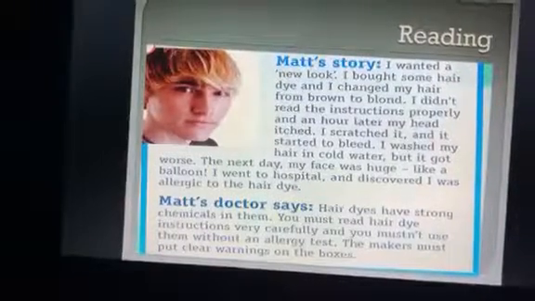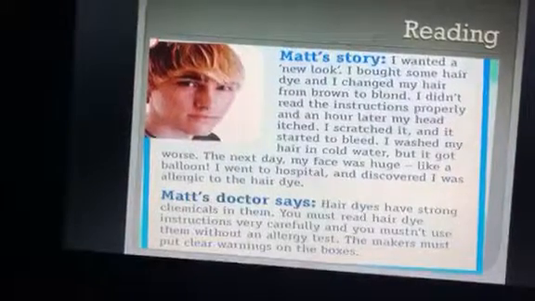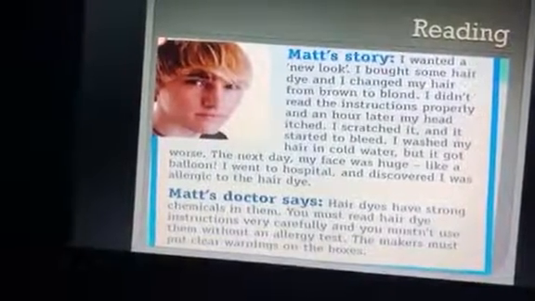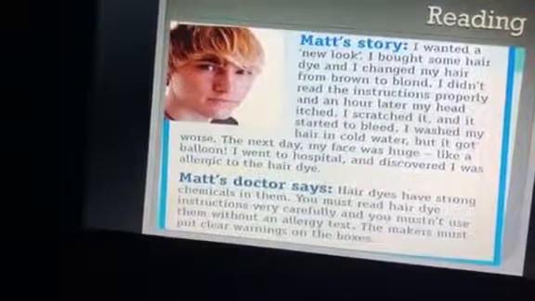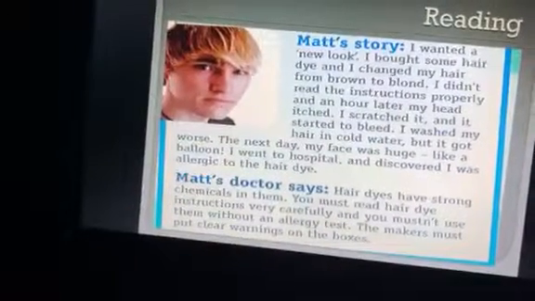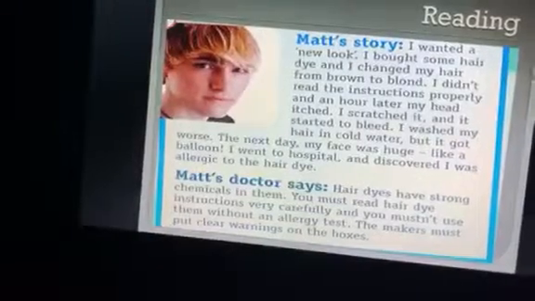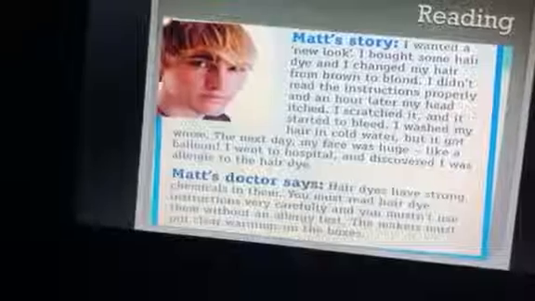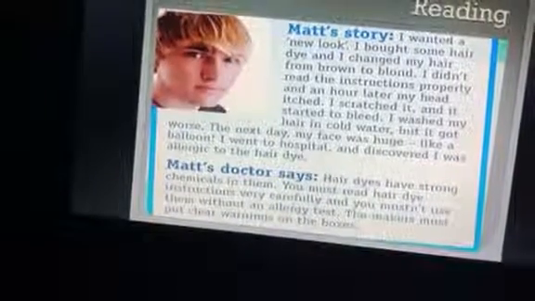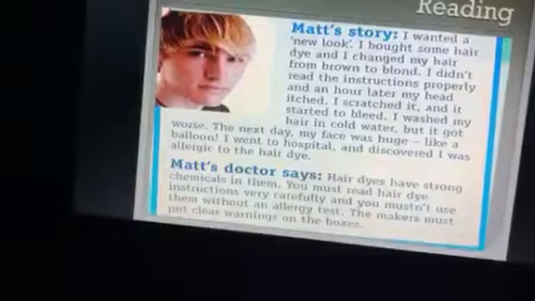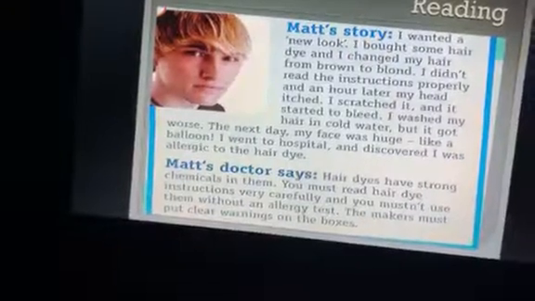The next day my face was huge, like a balloon. I went to hospital and discovered I was allergic to the hair dye. Matt's doctor says, hair dyes have strong chemicals in them. You must read hair dye instruction very carefully and you mustn't use them without an allergy test. The makers must put a clear warning on the boxes.